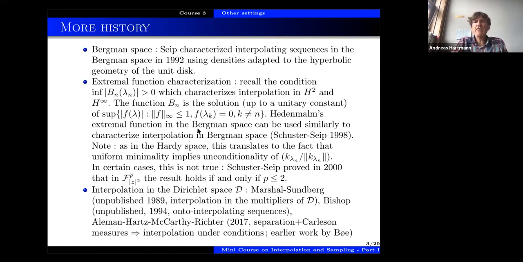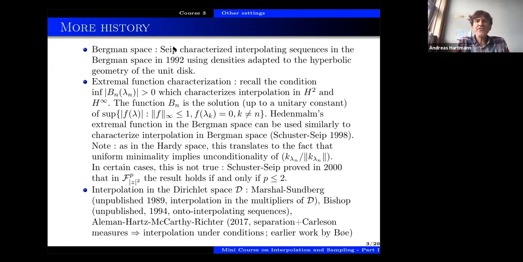These are geometric characterizations. And yesterday the question was asked about interpolation in Hardy spaces in higher dimension. I was mentioning that for checkable conditions, I think the situation is difficult. I also mentioned the Carlson condition I discussed yesterday, and from the very first talk on, this infimum of B lambda and lambda n is an extremal function characterization. I also mentioned that this is equivalent to having uniform minimality.